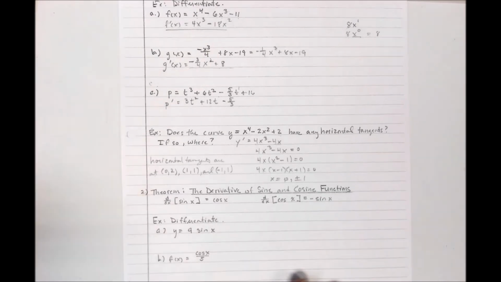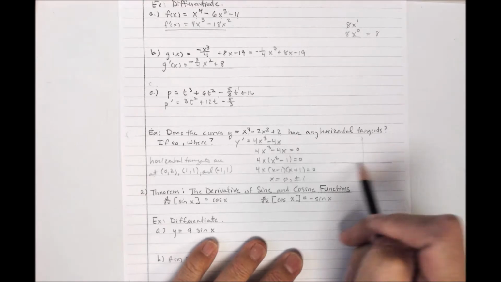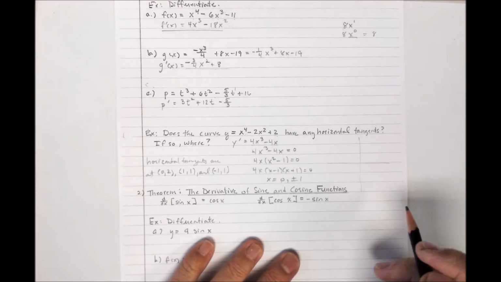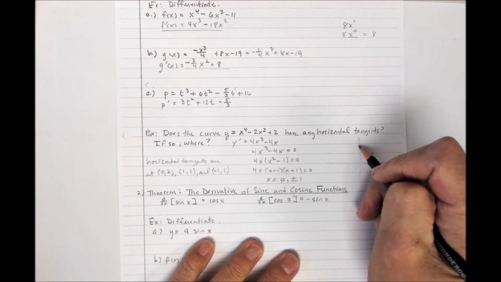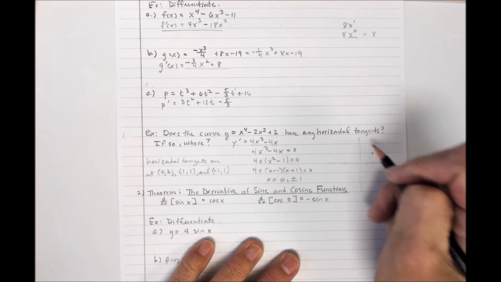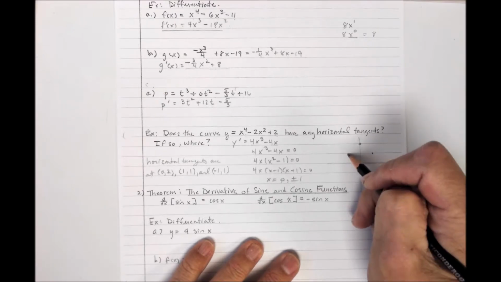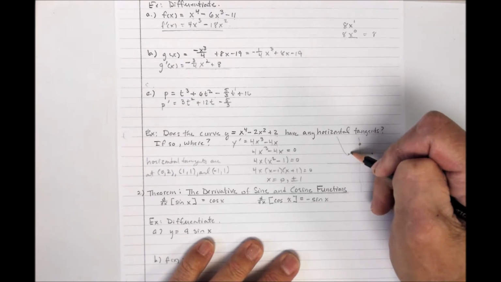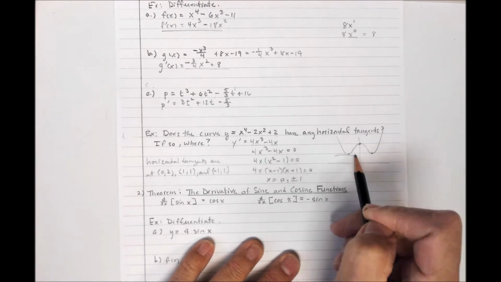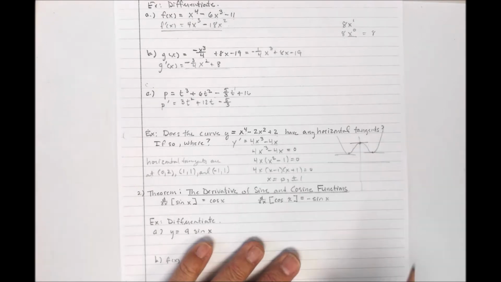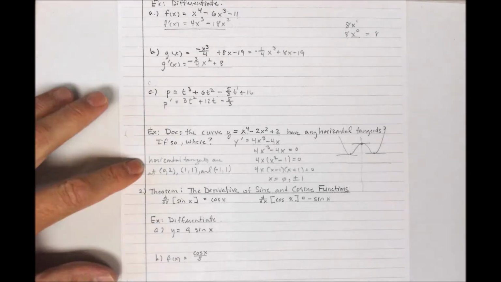Now, if you're having trouble visualizing this, your graph is probably doing something like this. It goes through 1, 1, it's at 0, 2, and it's at negative 1, 1. So it probably does something kind of like this. So it has a tangent line here, it has a tangent line here, and it has a tangent line here, all of which are horizontal. All right? So I went ahead and wrote them out as ordered pairs.